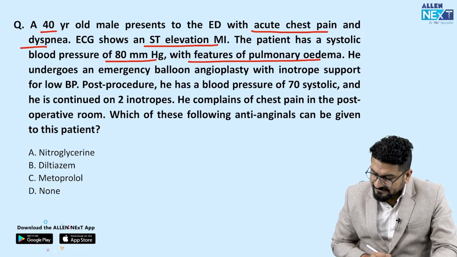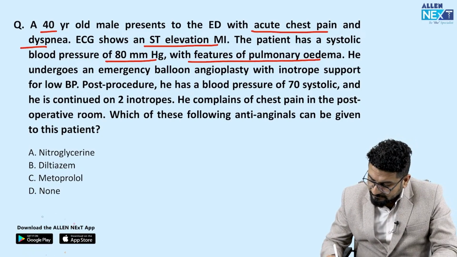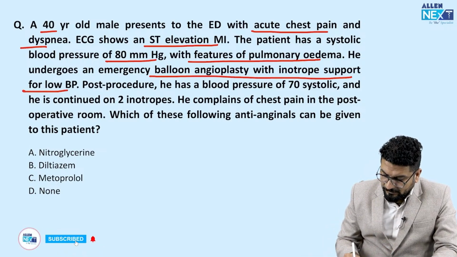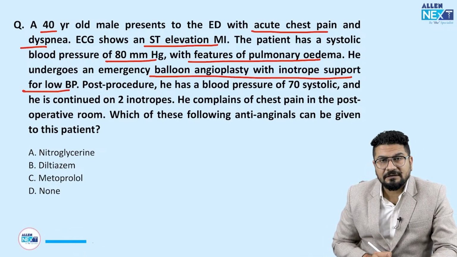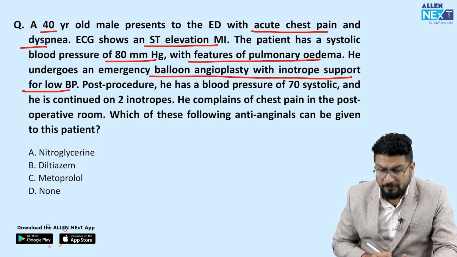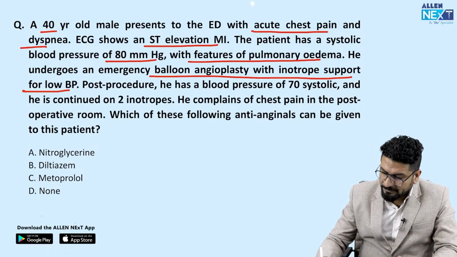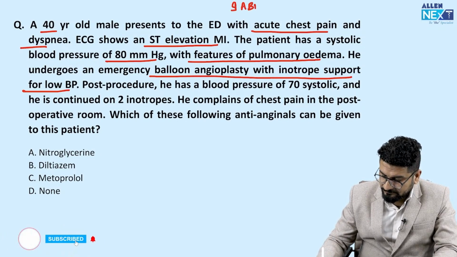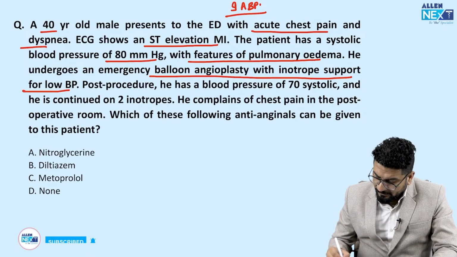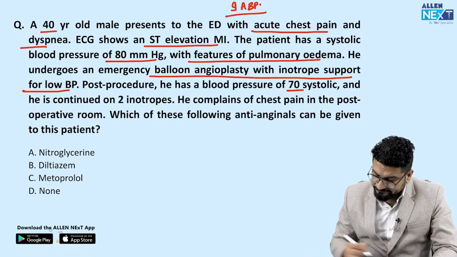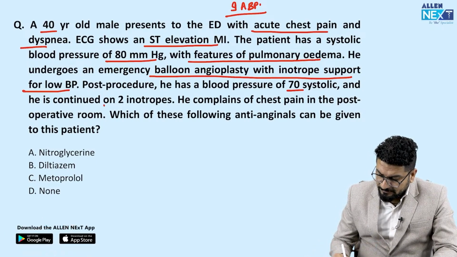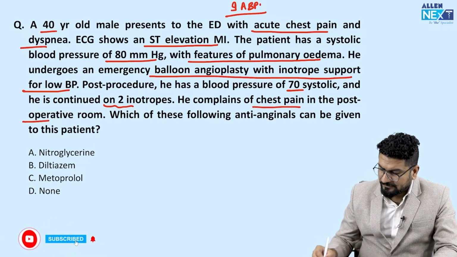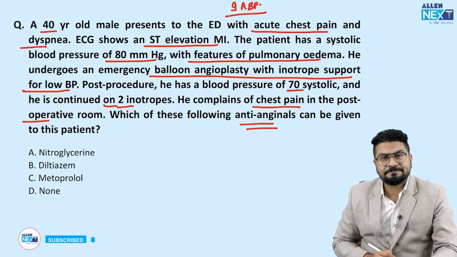He undergoes an emergency balloon angioplasty with inotropic support for low BP. Basically it is intra-aortic balloon pulsation. We call this intra-aortic balloon pulsation, that is to increase the BP. Post procedure he has a blood pressure of 70 and is continued on 2 inotropes. He complained of chest pain in the post-operative room. Which of these anti-anginals can be given to the patient?